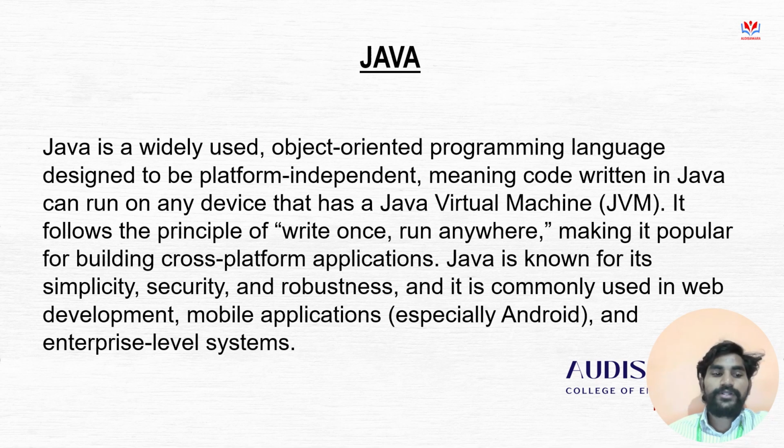Java is known for its simplicity, security, and robustness, and it is commonly used in web development and mobile applications, especially on Android. Most users are using Android nowadays. To develop the kind of apps present on Android mobiles, they mostly use Java. Java is also used in enterprise level systems. Let us see more about Java.